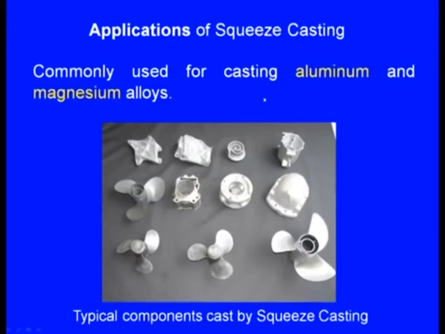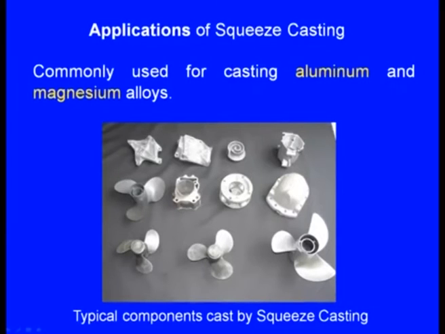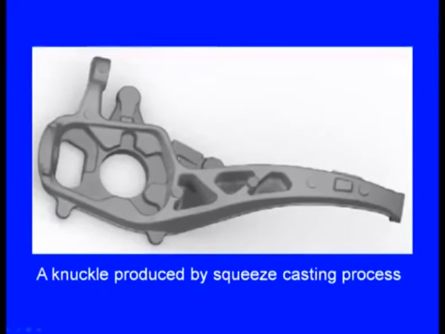Now, it is commonly used for casting aluminum and magnesium alloys. Remember, squeeze casting is used for aluminum and magnesium alloys, and these are the typical components produced by the squeeze casting process. You can see here, this is a fan blade. All these are made by the squeeze casting process. A nickel produced by squeeze casting process. You can see here it has got very fine details, and this is produced by the squeeze casting process.